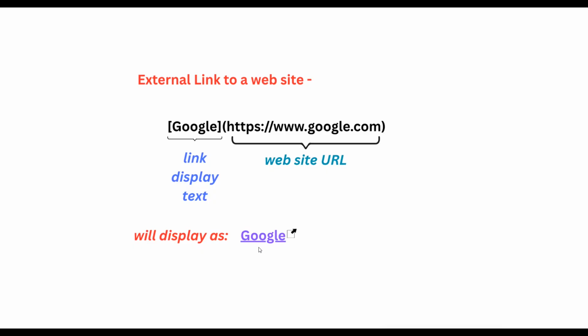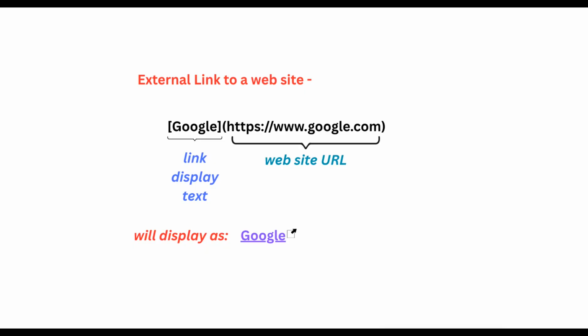So this link up here will display as this. The word Google underlined in the purple color and this box symbol with the arrow in it. That's an indication in Obsidian that the link is an external link. Please note that you must include the https:// in the link. Otherwise, Obsidian will think you are creating a link to a note in your vault.